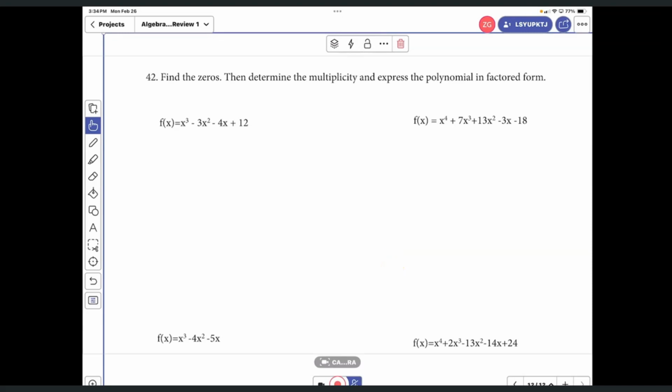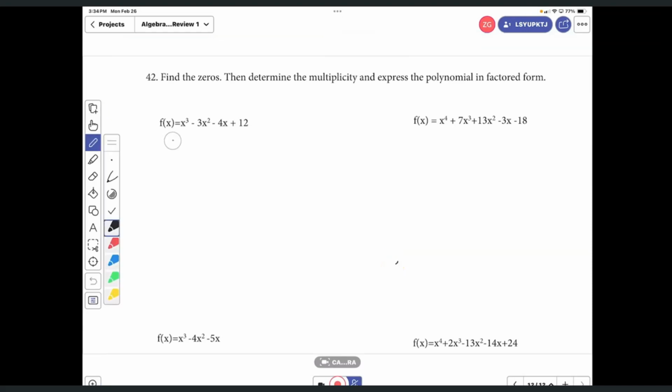I'm going to start with 42, which is find the zeros. So we have x cubed minus 3x squared minus 4x plus 12. I'm going to solve by factoring. So I have x squared times x minus 3. You factor the minus 4, so you have x minus 3.